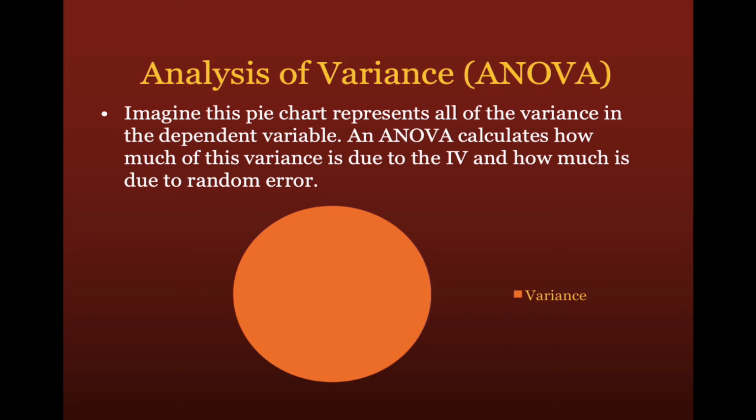So I'm more of a visual person, so I'm going to give this to you visually. So imagine this pie chart represents all the variability on the dependent variable, right? What ANOVA is trying to do is trying to calculate how much of that variability can we attribute to the independent variable and how much should be attributed to random error.